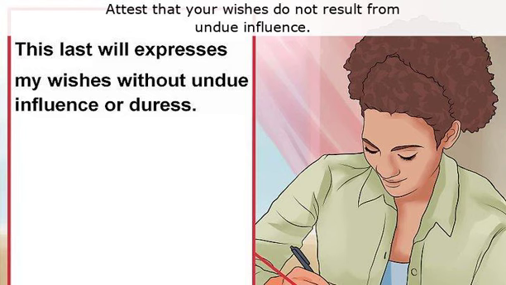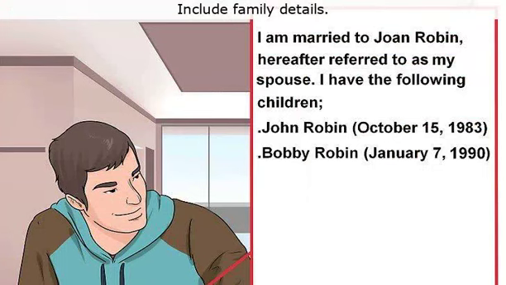Step 7. Include family details. If you're leaving part of your estate to a spouse, children or other family members, they should be named as such in your will. Include the following lines, if appropriate: "I am married to [spouse's first and last name], hereafter referred to as my spouse. I have the following children: [list children's first and last names as well as their dates of birth]."